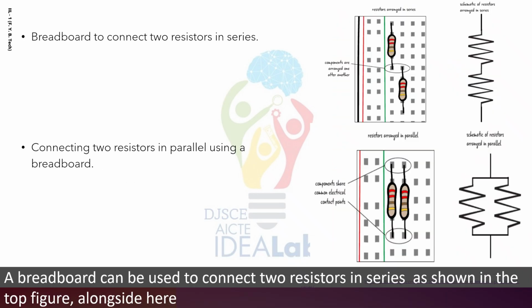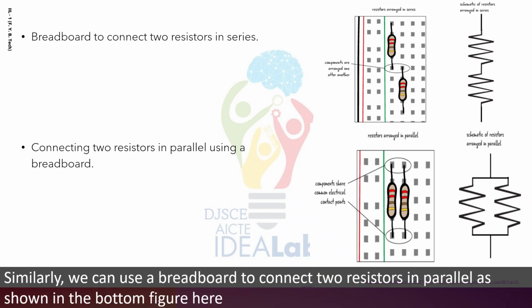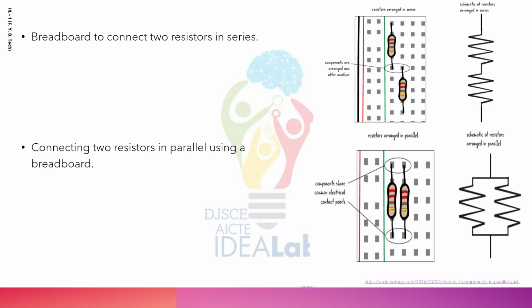DIPICs. A breadboard can be used to connect 2 resistors in series, as shown in the top figure alongside here. Please note the way the common column connection of the breadboard is used to connect the resistors in series. Similarly, we can use a breadboard to connect 2 resistors in parallel, as shown in the bottom figure here. Hence, to connect the resistors in parallel, note the way in which the common column connection of the breadboard is used.